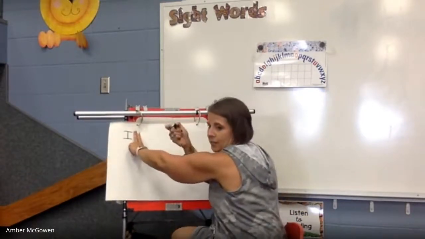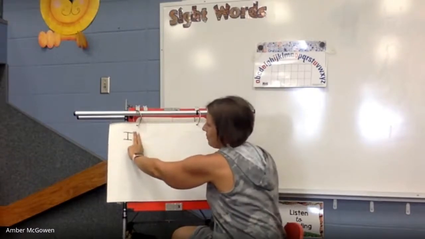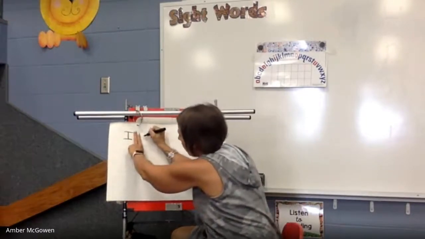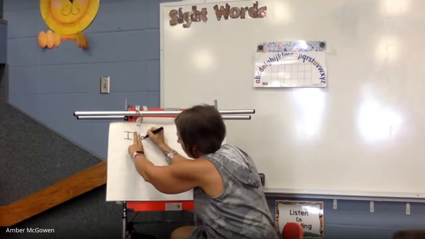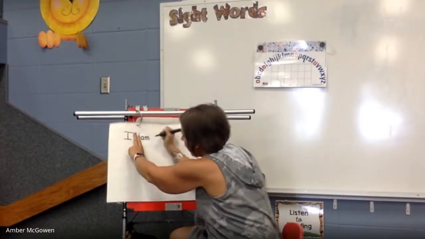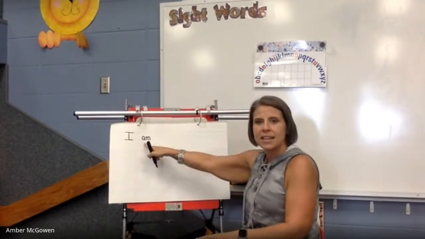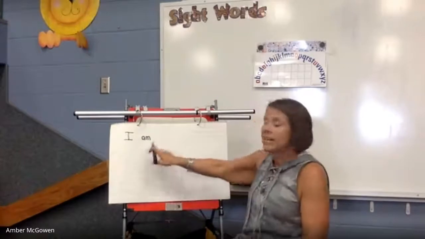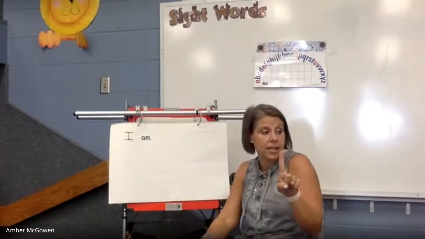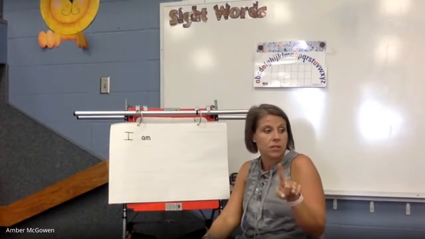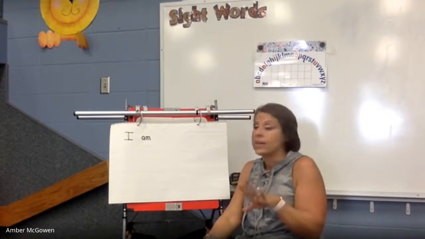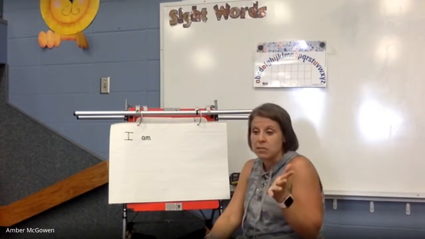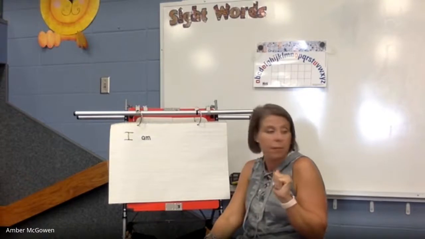This is a marker. One, two. So we put two fingers and then we write our other word, am. Now, did I capitalize that? No, because we don't capitalize that. We only capitalize the first letter of our sentence, or names. Special names, we'll capitalize those too.